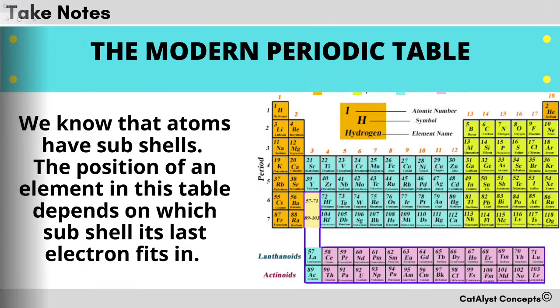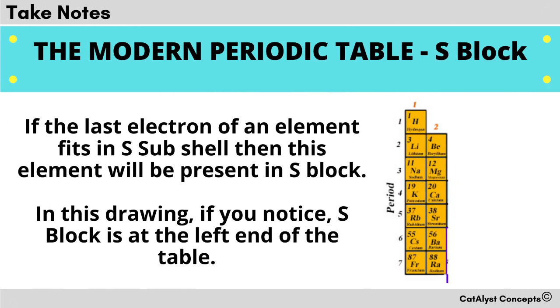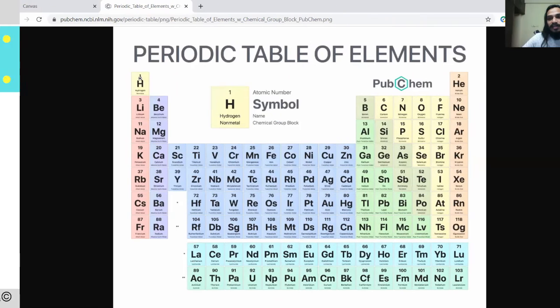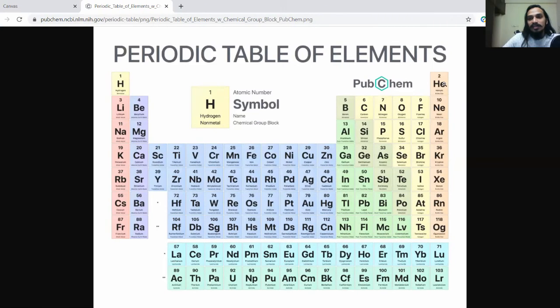So atomic number 1 is here, 2 is coming right beside it, but at the end. Then 3, 4, 5, 6, 7, 8, 9, 10. Horizontally, it is the increasing order.